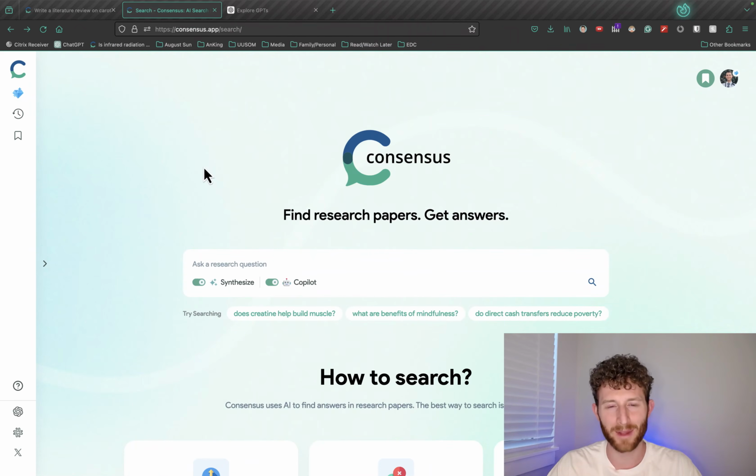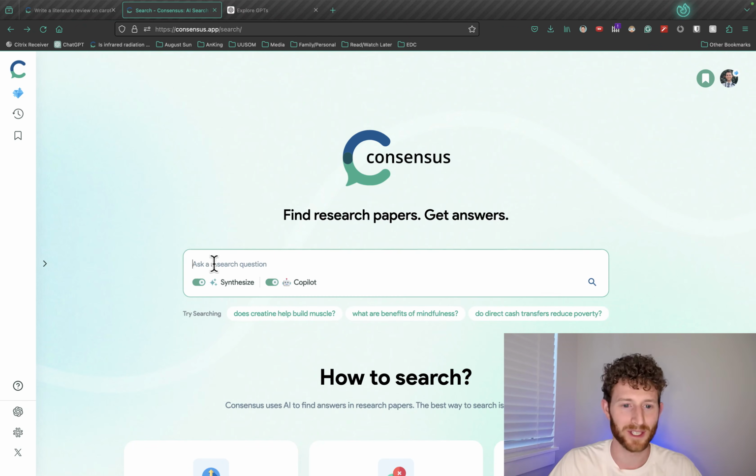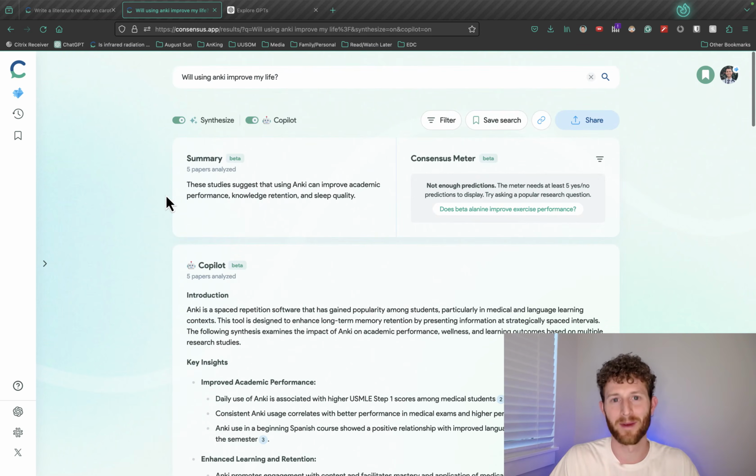All right, to wrap things up, let's just do one more search. Will using AnKing improve my life? These studies suggest that using AnKing can improve academic performance, knowledge retention, and sleep quality. There you go, guys. AnKing is beneficial for your health right there.